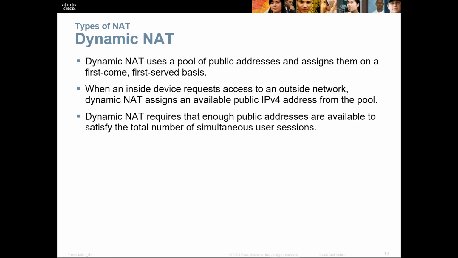Versus Dynamic NAT. Dynamic NAT uses a pool of public addresses and assigns them on a first-come, first-served basis. So when an inside device requests access to the outside network, Dynamic NAT assigns an available public address. Dynamic NAT requires that you have enough public addresses to satisfy all of these simultaneous users. That's more subjective, because if you only have one public address, you can NAT them based on ports, but that's more complex than our initial conversation.